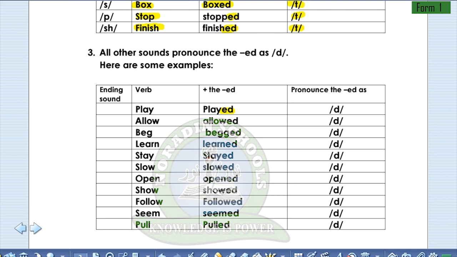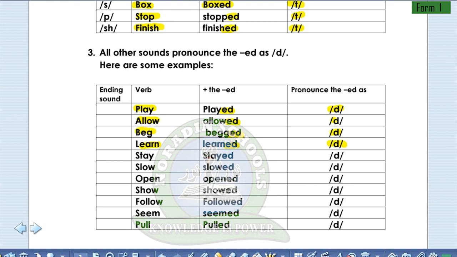Allow, allowed, allowed. We pronounce it as D, allowed, not "allow it." Beg, begged. Don't say "beg it." Say begged. You end the sound with D. Listen to this: learn, learned, learned, not "learn it." Say learned.